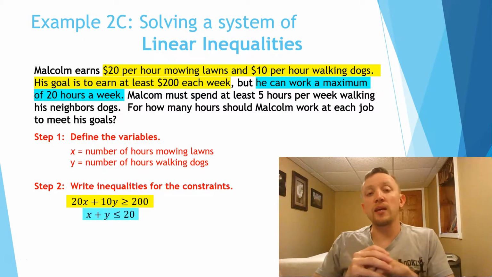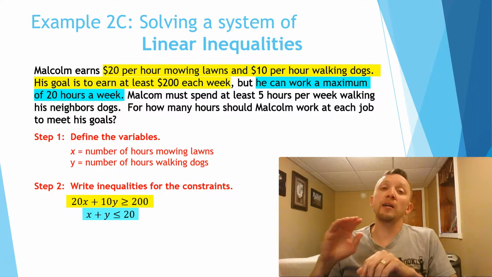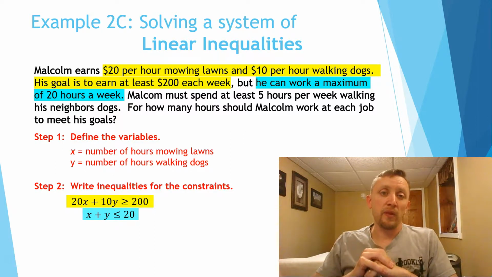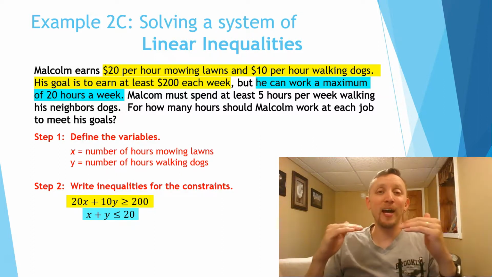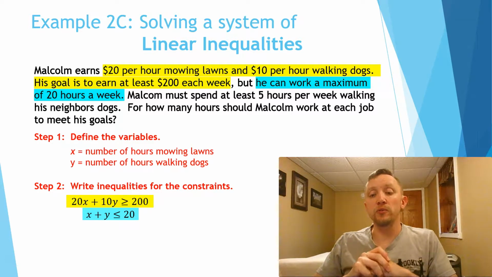So the way that we could set that up is we would say that x plus y has got to be less than or equal to 20. Because if he can work a maximum, that means he can't work any more than 20. 20 is the most. 20 is the cap. So we would say x plus y is less than or equal to 20.